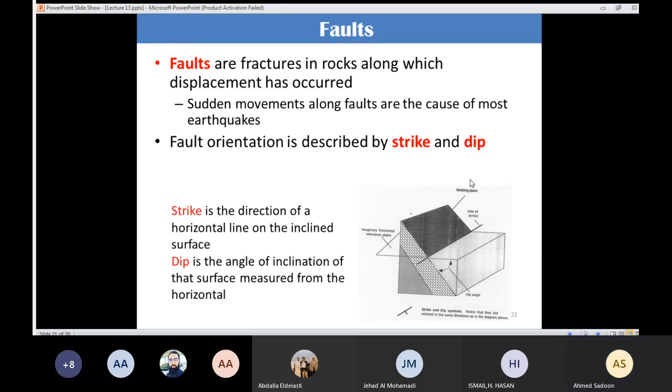So any questions about the strike and the dip before we move on to the next concept? It's very important to understand this, the strike and the dip. Okay.